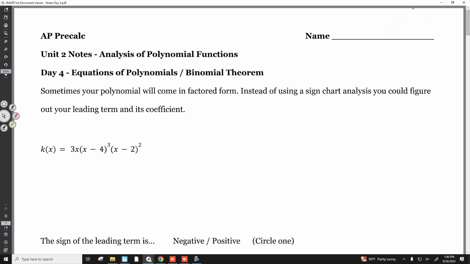The name of today's lesson is redundancy. What's redundancy mean? Tell your neighbors, what's redundancy?